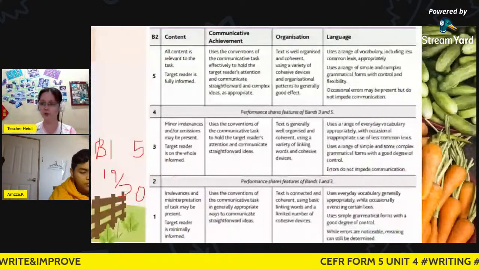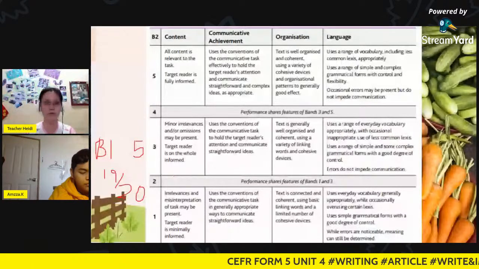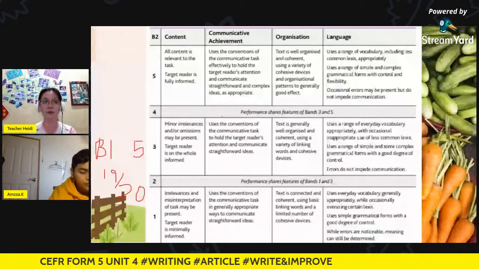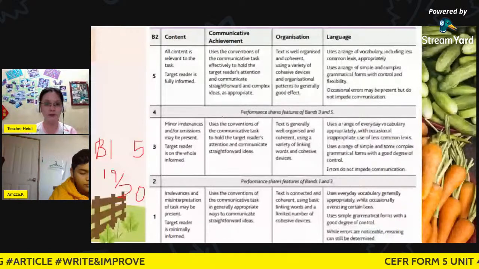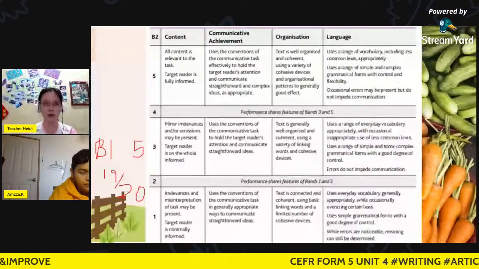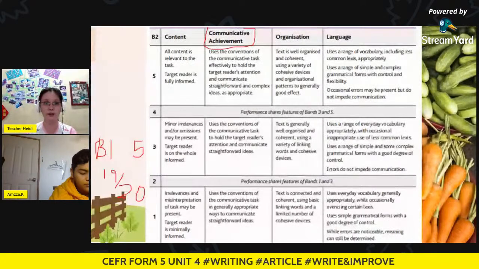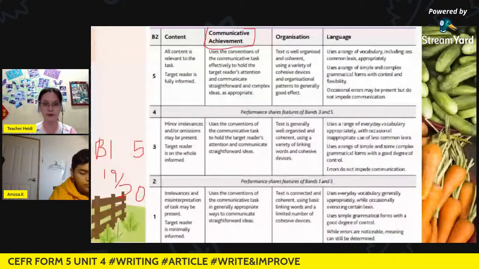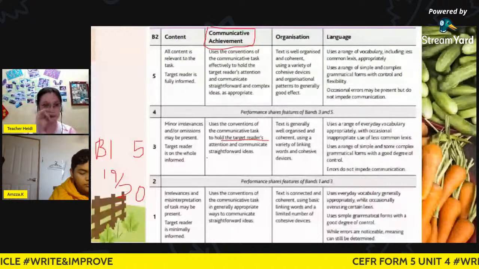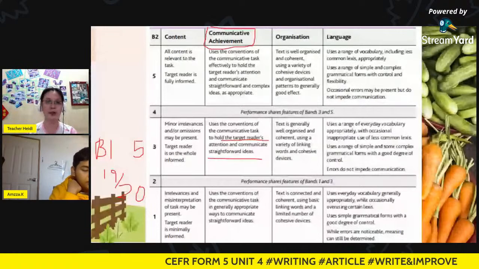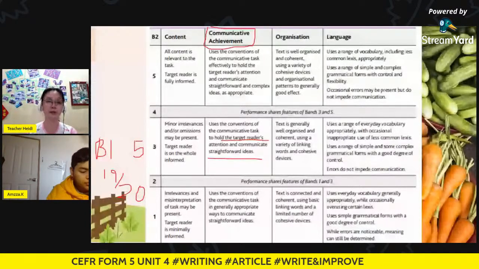So I think it's not so hard for you to score if my form 4 can do it. Yeah, right now in chapter 4 they did their essay on the pros and cons of sporting. Okay, now look at this one. I told you that we are focusing on communicative achievement, and focus on holding the target reader's attention. For this one we are focusing on straightforward ideas. Okay, if you are able to give straightforward ideas, then most probably you will already score a 3.